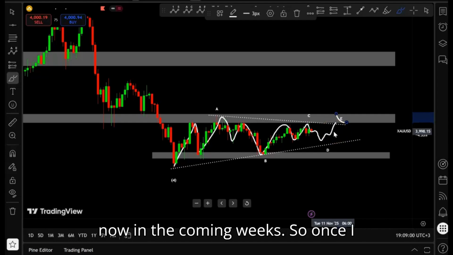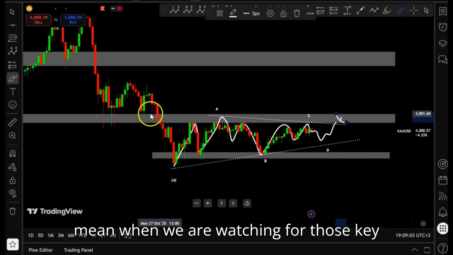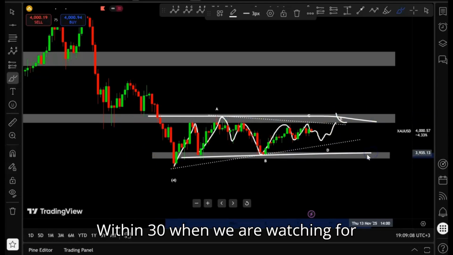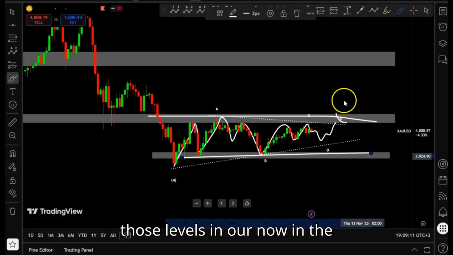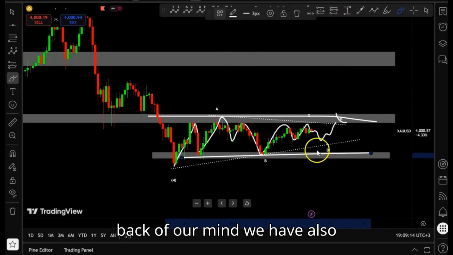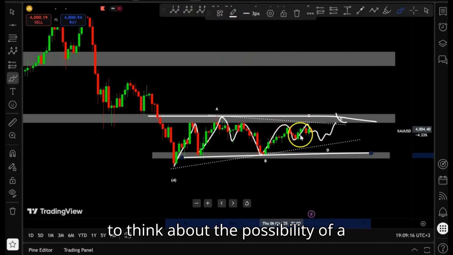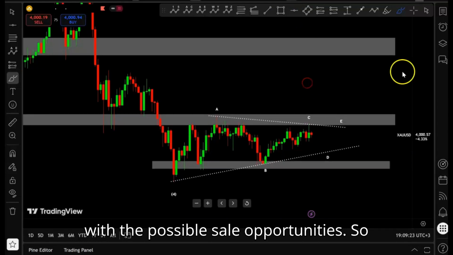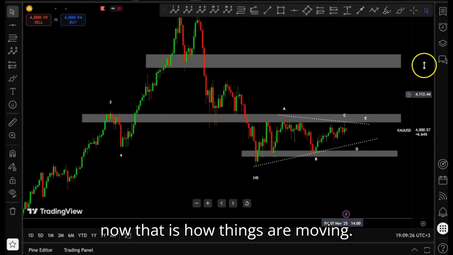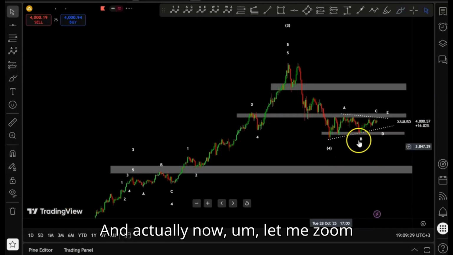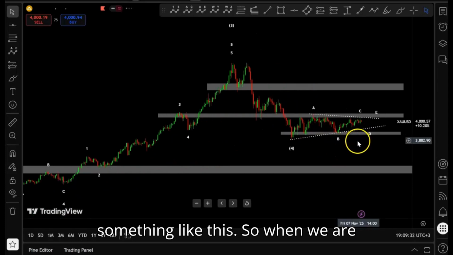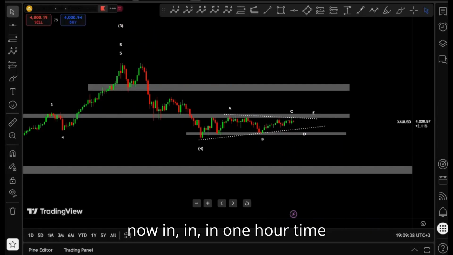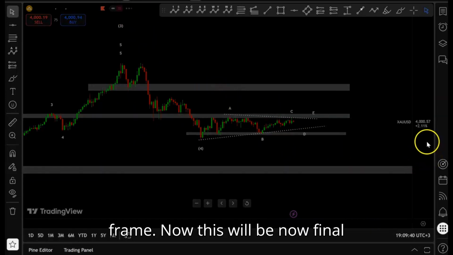So while we are watching for those key levels, 4,030 and 3,930, in the back of our mind we also have to think about the possibility of a triangle idea happening at this region, and the triangle idea is in confluence with the possible sell opportunities. So that is how things are moving. And actually let me zoom something like this. So when we are looking at this idea, in the 1-hour time frame, this will be final for the purpose of this analysis.